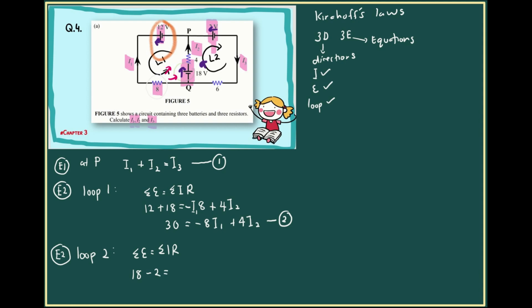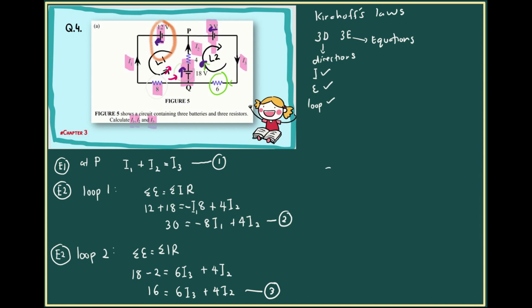We have resistor 6 with I3 flowing here with similar direction to the direction of loop, so it's supposed to be positive 6I3. And one more, we have 4I2, again positive. We simplify the equation: 16 equals 6I3 plus 4I2. Then you'll have your third equation.